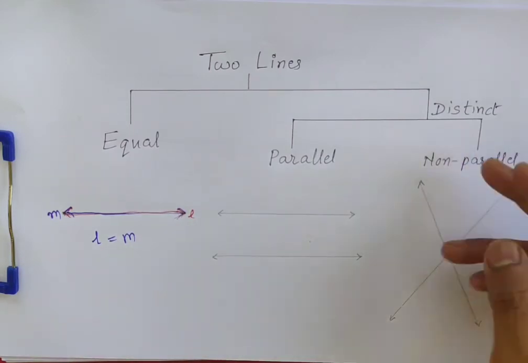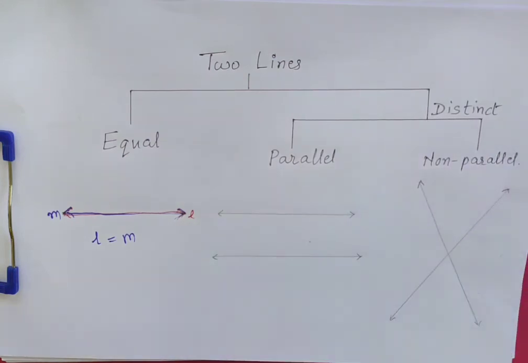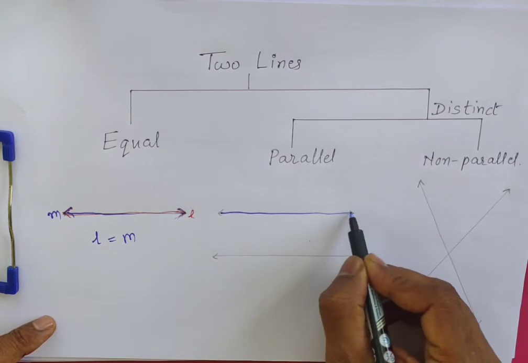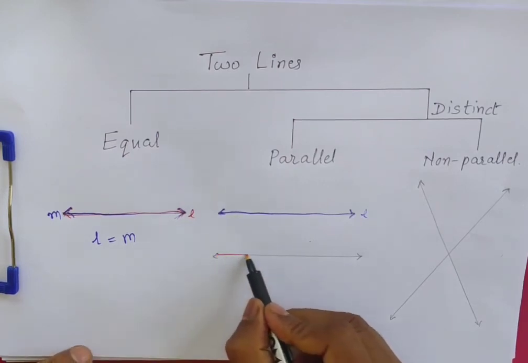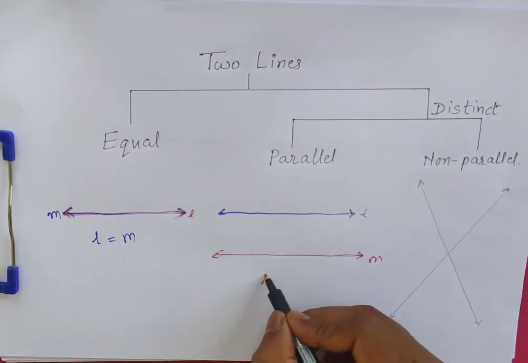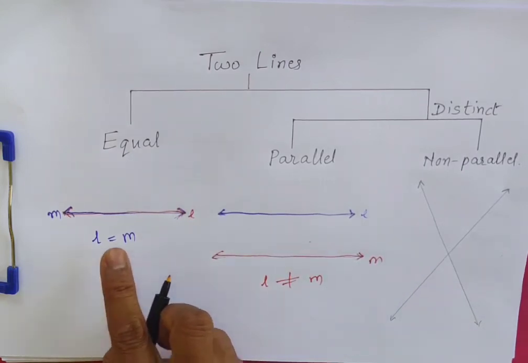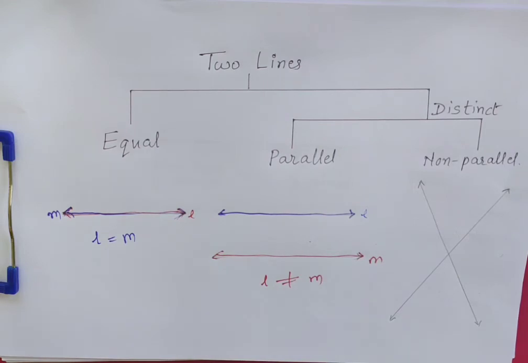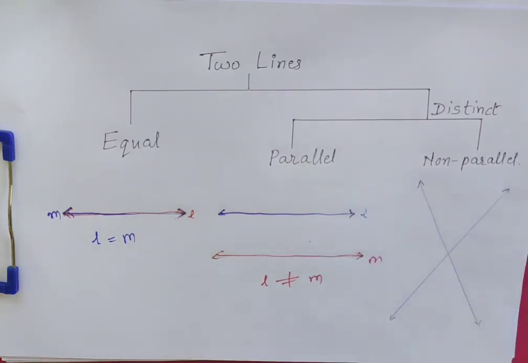Now when are the two lines distinct? Either they are parallel or non-parallel. Here you can see line L is parallel to line M. They are distinct lines. L is not equal to M. Here L is equal to M because they are equal. Distinct means not equal. So when the two lines are parallel, they are always distinct, not equal.